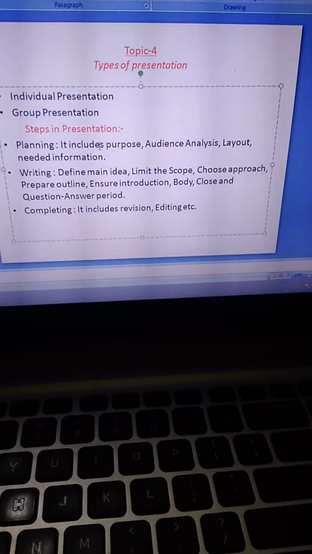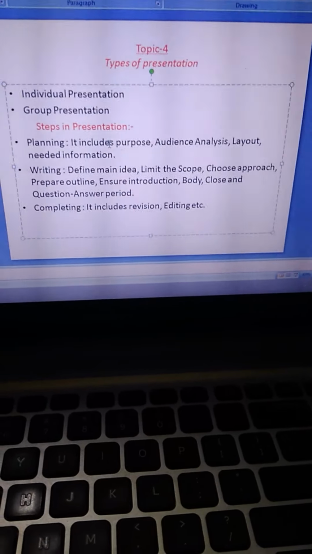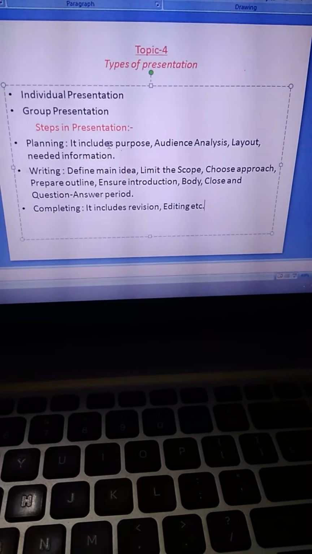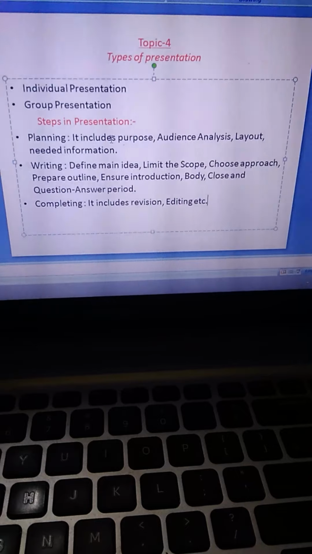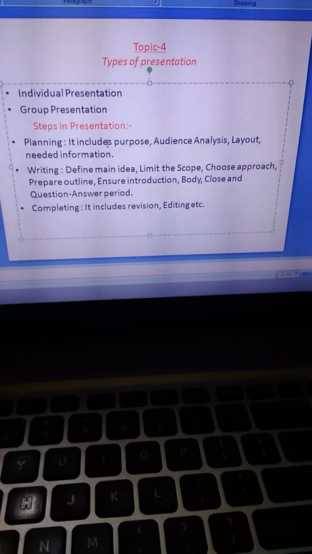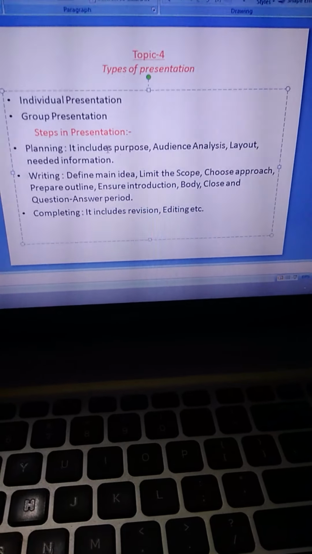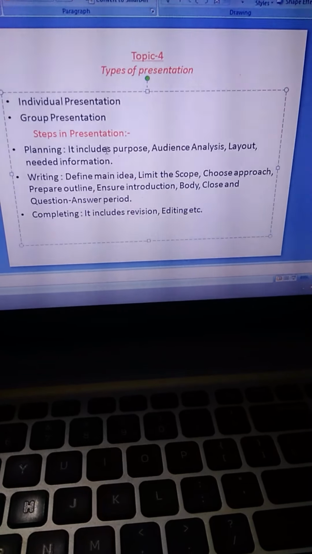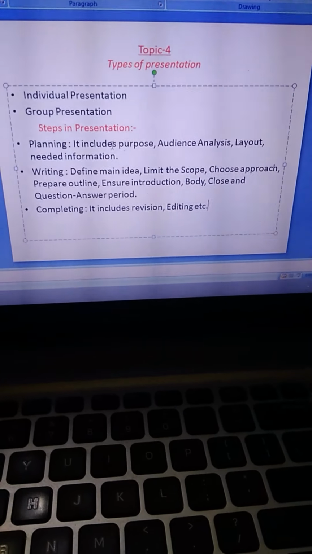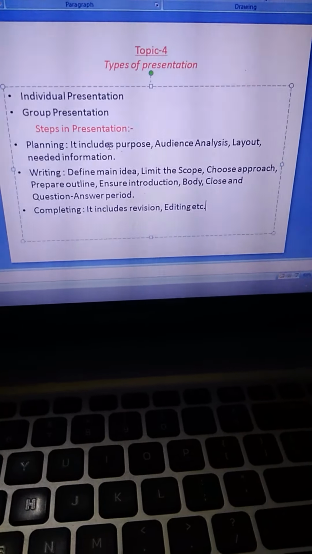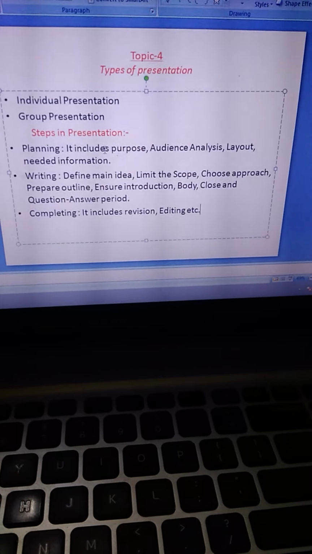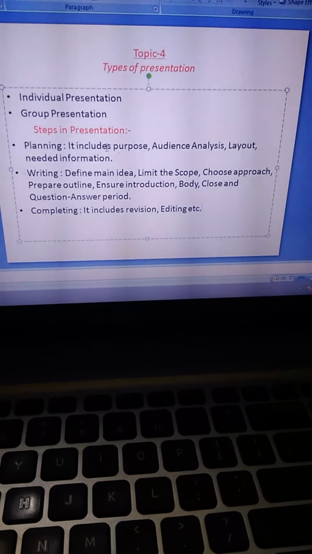Group presentation is when you are giving your presentation, but you are not the single one giving it. A group of people helps you during the presentation. So that is group presentation. It means that in a group presentation you are not the only one who is blamed or gets the appreciation for the presentation. So we have two types of presentation, individual presentation and group presentation.